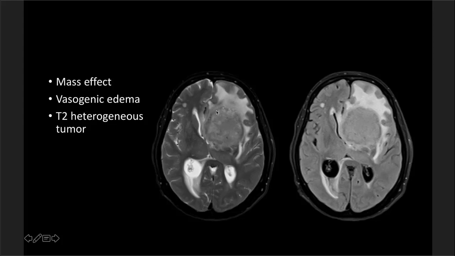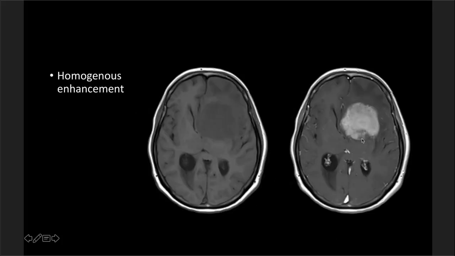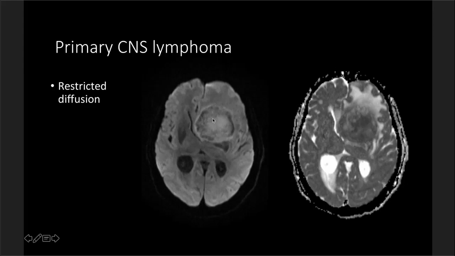There's a replacement of the normal architecture, some heterogeneous signal on T2, and there's surrounding vasogenic edema that's bright on the T2 weighted image and spares the cortex. On the post-contrast image, we can see that there's relatively homogeneous enhancement in this tumor. So we don't see any of that heterogeneous central necrosis that we saw with the GBM. It's pretty homogeneous enhancement. And on the DWI image, we have restricted diffusion in the tumor. So bright on DWI, dark on ADC, so restricted diffusion. And this is another case of primary CNS lymphoma.